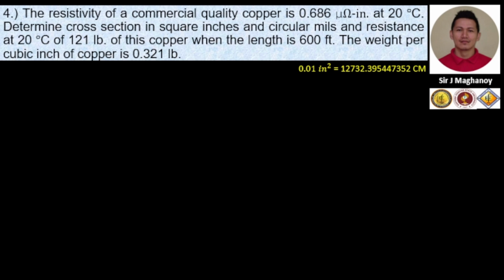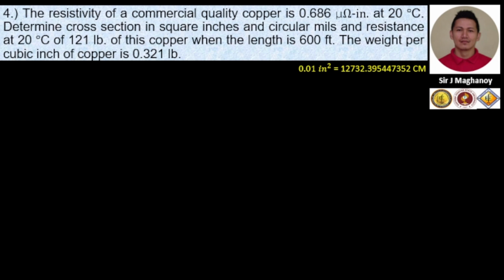Number 4. The resistivity of a commercial quality copper is 0.686 micro-ohm-inch at 20 degrees Celsius. Determine the cross-section in square inches and circular mills, and the resistance at 20 degrees Celsius, of 121 pounds of this copper when the length is 600 feet. The weight per cubic inch of copper is 0.321 pounds. Okay.